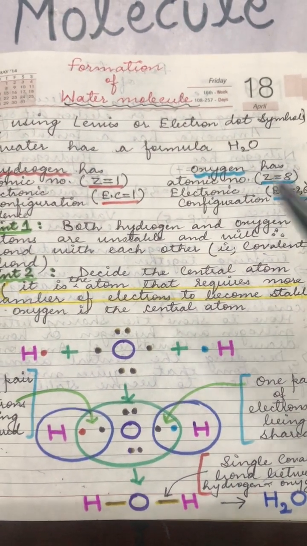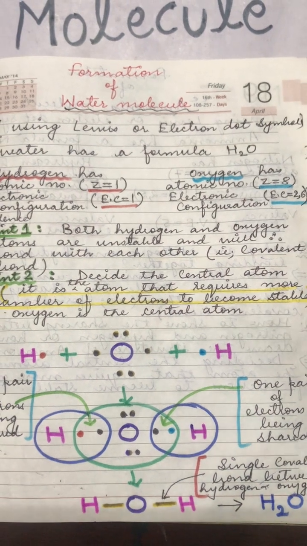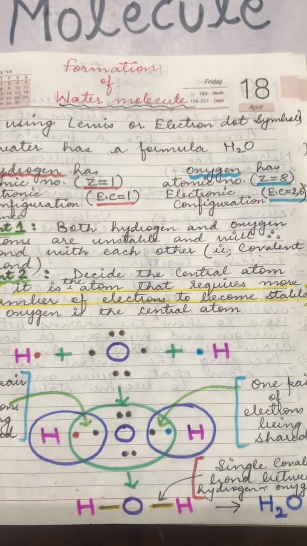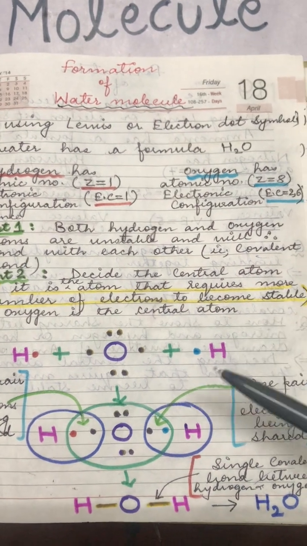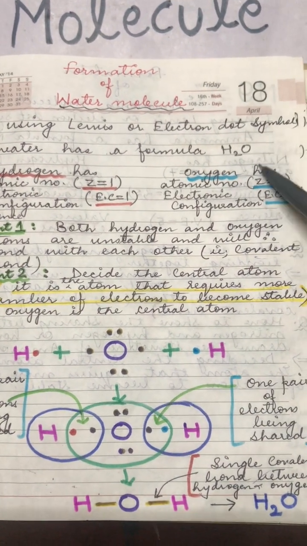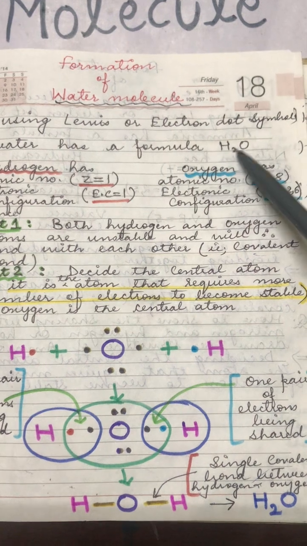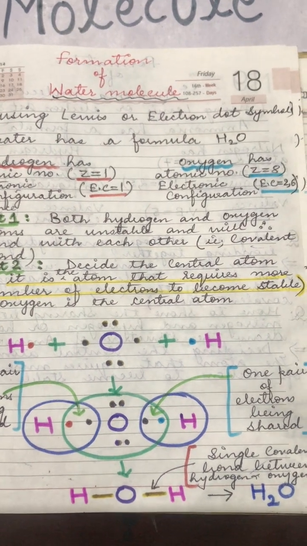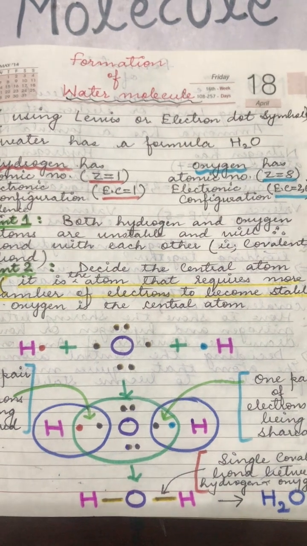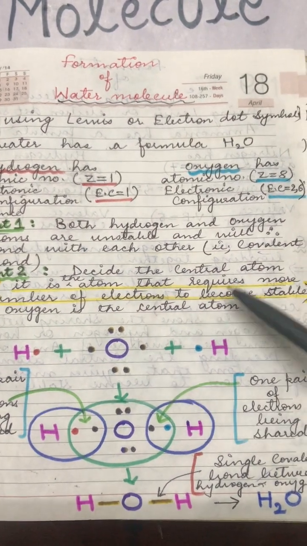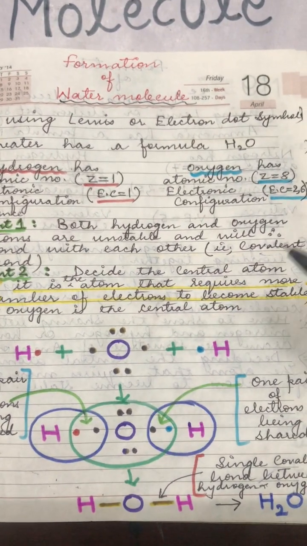Now, to begin with, how to show and make a bond, we need to know which element is going to come in the center. Since the formula is H2O, it is very clear that there are two atoms of hydrogen and one atom of oxygen. But how do we begin? We need to know which element is going to be the central atom.